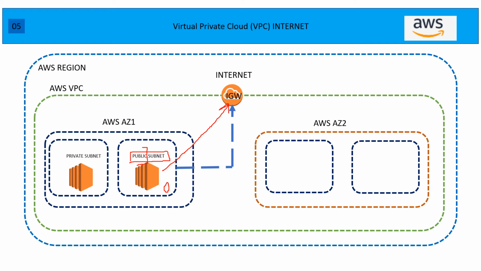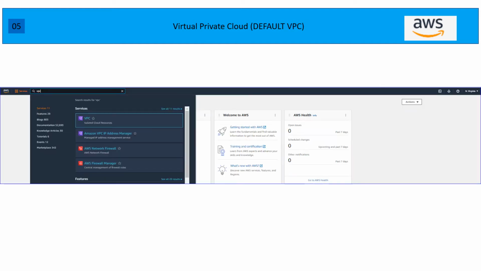In my private subnet, since I don't need any sort of internet connectivity to these resources, they might be the database servers, so those should be sitting in a very secure environment. So I'm not going to have any route towards internet. Let's take a look. How do we create a virtual private cloud?